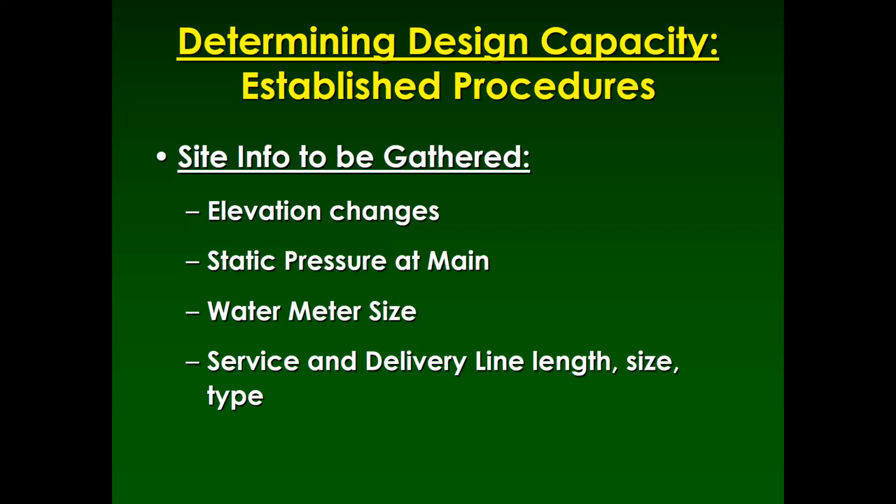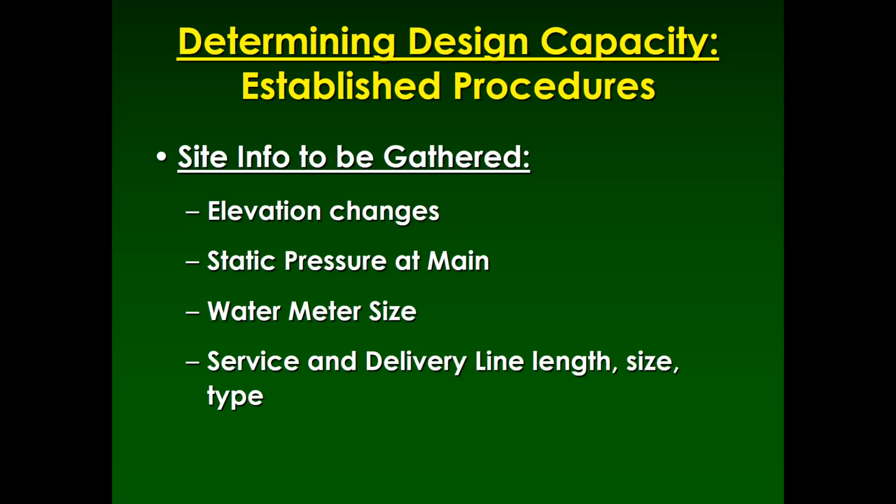So when we start doing design capacity, we need to gather site information first. The first part of this gathering is going to be elevation change. What type of elevation changes do we have? That's going to be from our water source to our meter to our point of connection all the way to our worst case scenario head. We need to record and know all those elevation changes.